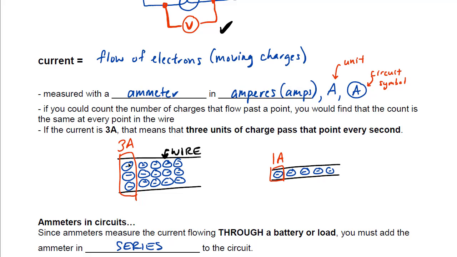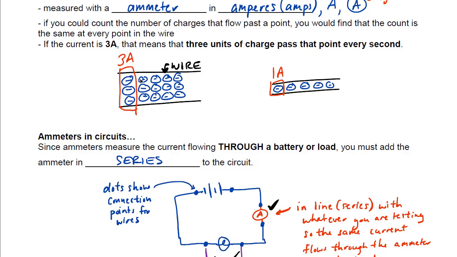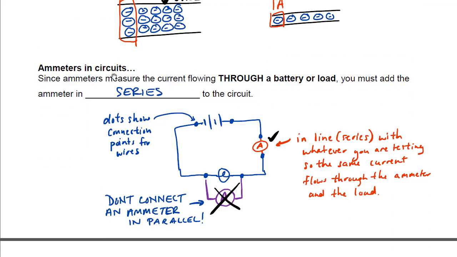Now, if you've got a lot of charges, then you have higher amperage. So 3 units of charge versus 1 unit of charge. Very simple, okay? Obviously, this is just a cartoon way of thinking about it, but that's the idea, all right? Now, ammeters, when you add an ammeter in, it has to be in series.